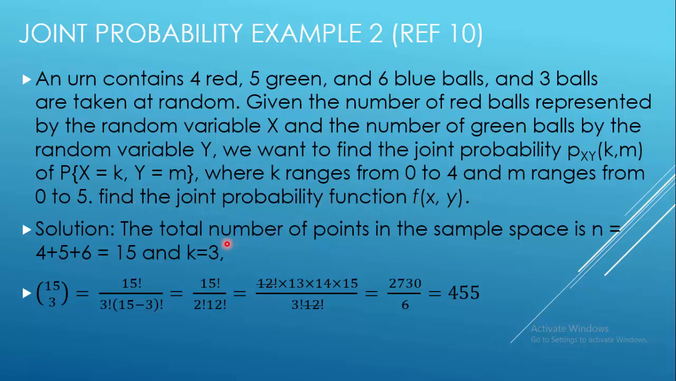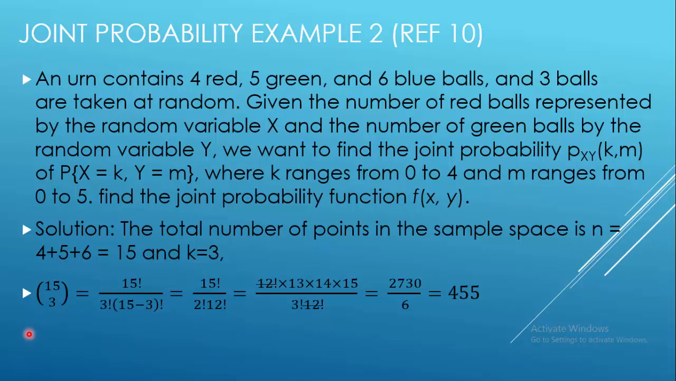So first of all, we will find the total number of balls in the space. Actually it is not points but the balls. So it is 4 plus 5 plus 6, so altogether we have got 15 balls. And how many balls are we going to draw? 3 balls are taken at random, so k is equal to 3. So n is equal to 15, which is the total number of balls, and k is the number of samples or number of draws, which is equal to 3.